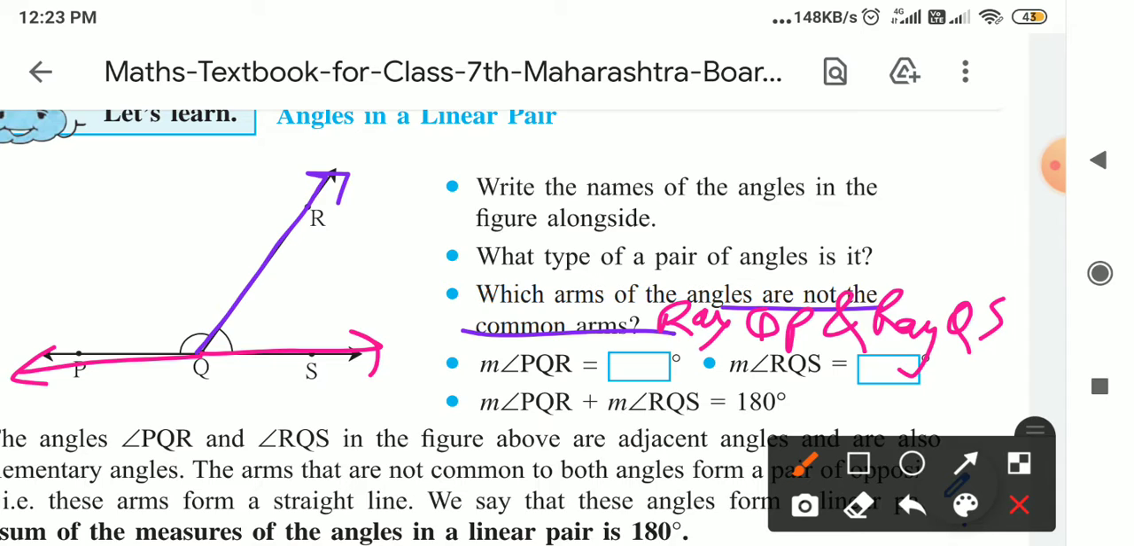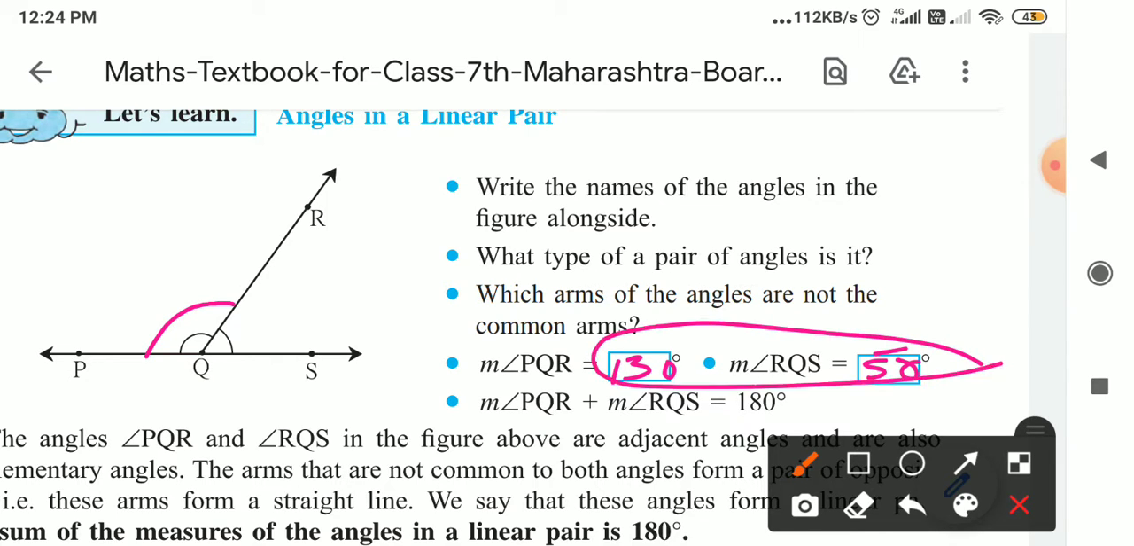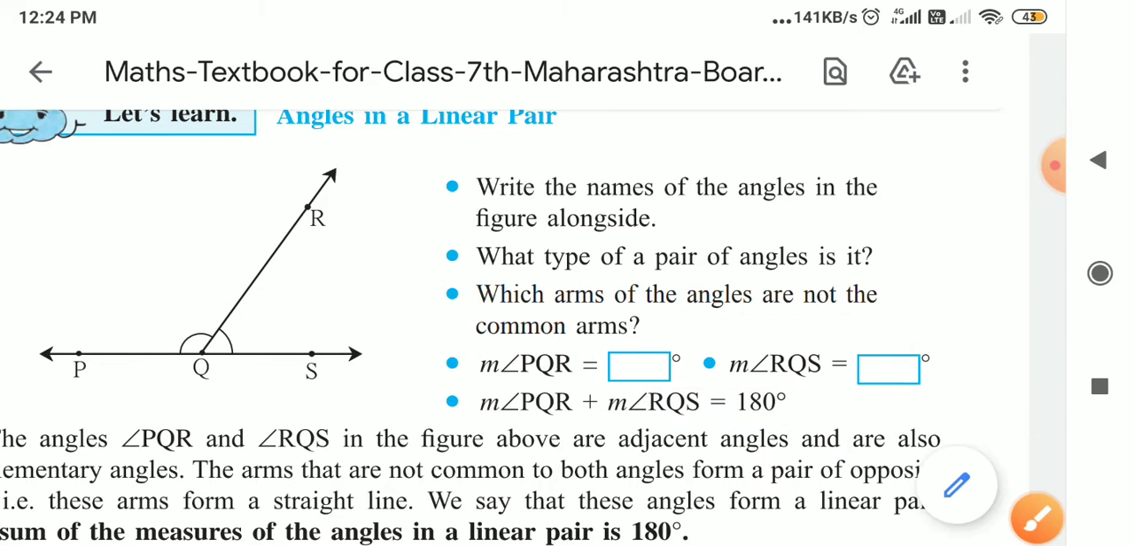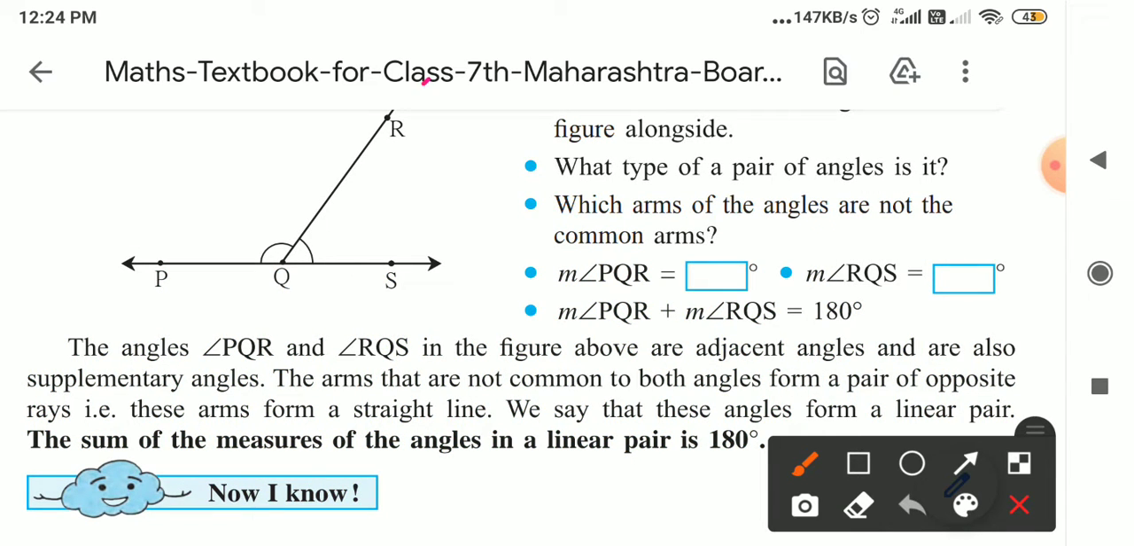Okay, next we have to measure the angle PQR. Now you have a protractor, you measure the angle, what is its measure? I will write here, as it is only approximate, maybe nearly 130. Then RQS is equal to how much? 50 degrees, and the sum of both these angles is how much? 180 degrees. You just draw this figure in your notebook. You take your own angles, but this line must be a straight line.